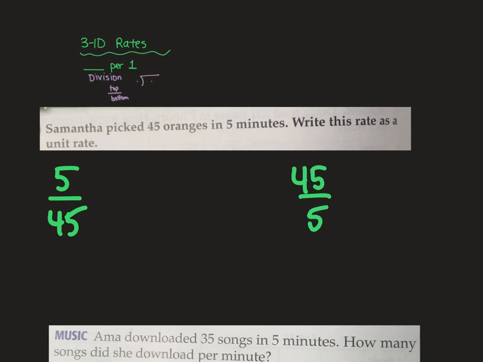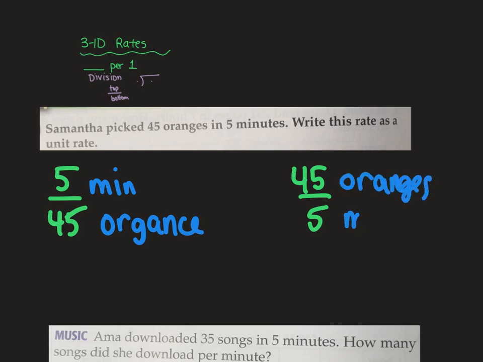Let's think about which one makes more sense. Do we want to know how many minutes per orange, or do we want to know how many oranges per minute? Well, they kind of both sound good, but one of them probably should be sounding better to you. Minutes per orange. Oh, I can't spell orange. One of them should be sounding better. That's still wrong.